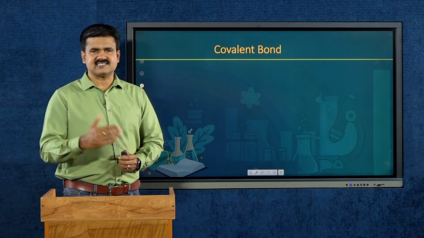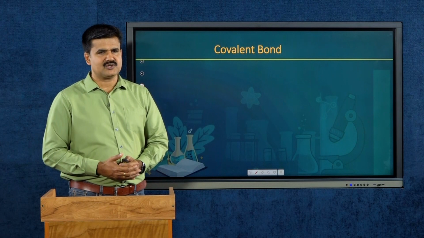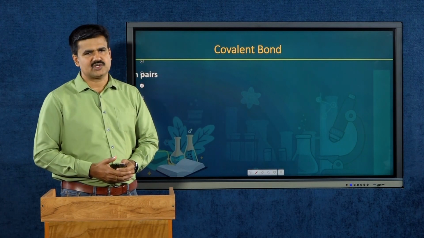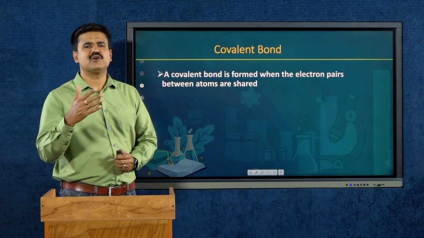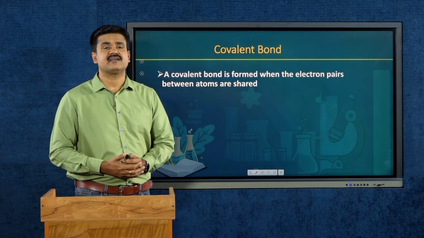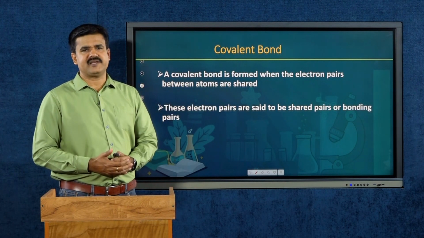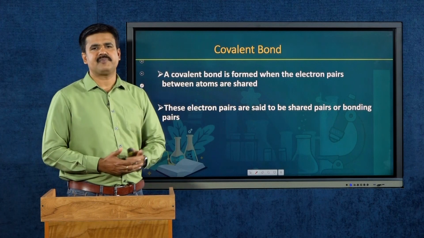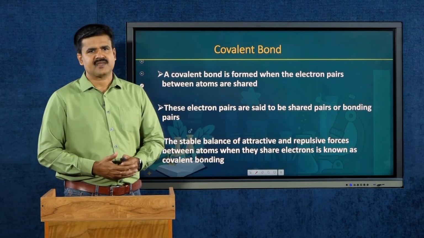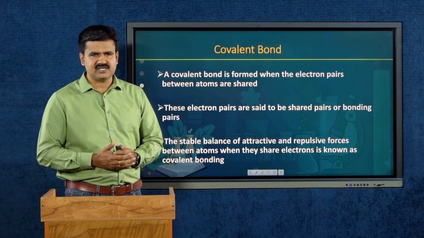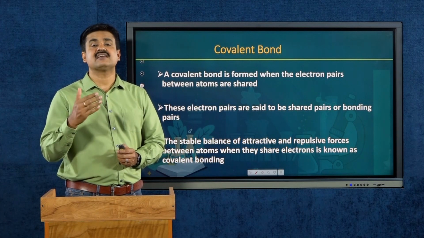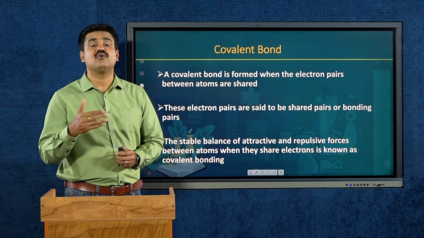Now we are discussing the second type of chemical bond, that is the covalent bond. A covalent bond is formed when electron pairs are shared between atoms, or a covalent bond is formed as a result of electron pair sharing. These electron pairs are said to be the shared pair or bonding pair. The stable balance of attractive and repulsive forces between atoms when they share electrons is known as covalent bonding.